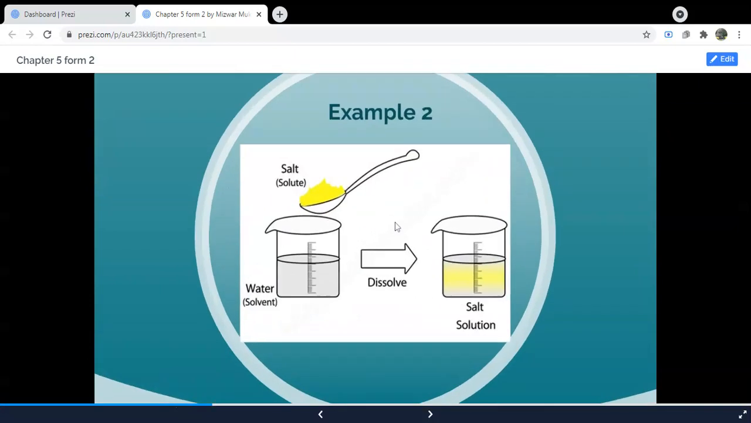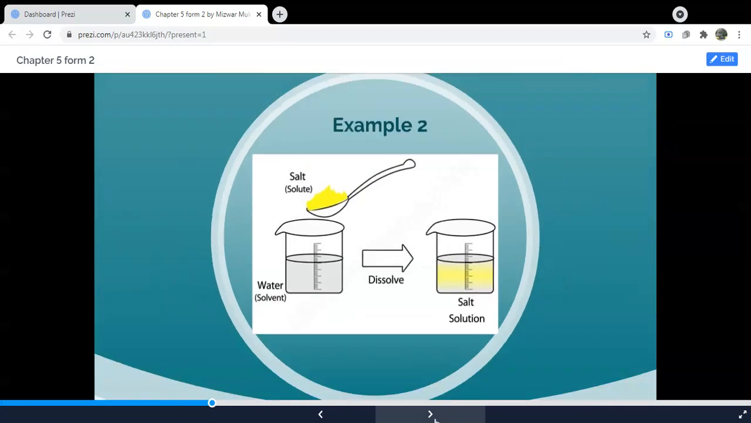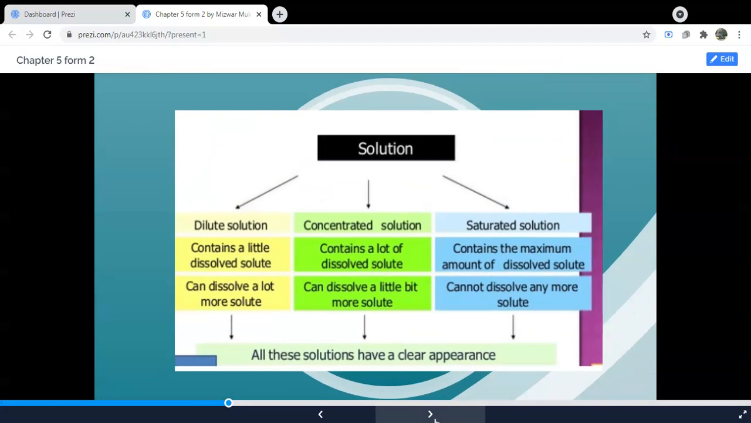Next is salt. Okay, salt is the example of the solute, and water is the example of the solvent. And when we mix the salt and water together, and dissolve it together, it will become a salt solution. Okay, so that was some of the examples of solution.